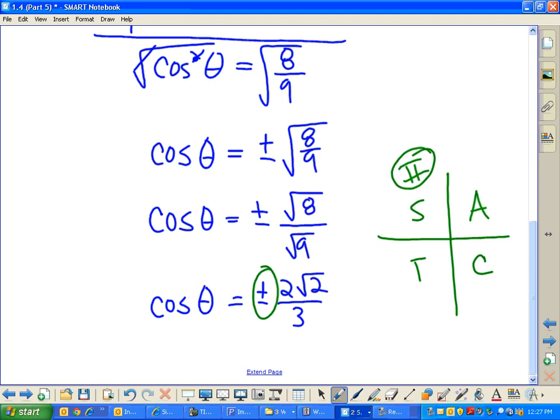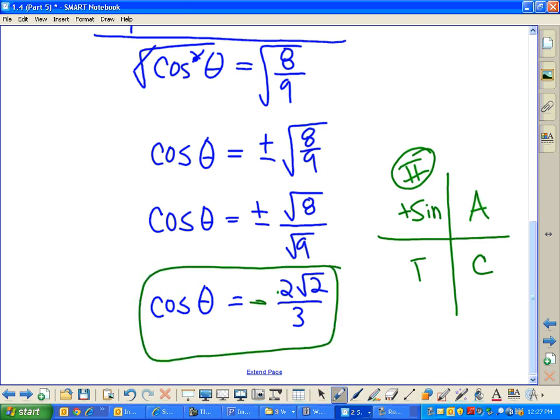So I have to decide a couple things. What does that S stand for in quadrant 2? And then how does that affect my answer? Go ahead, Scout. Yes. Which means that sine is the positive value in quadrant 2. Which makes cosine what? Negative. So, woo, the answer to this problem is actually negative 2 root 2 over 3.